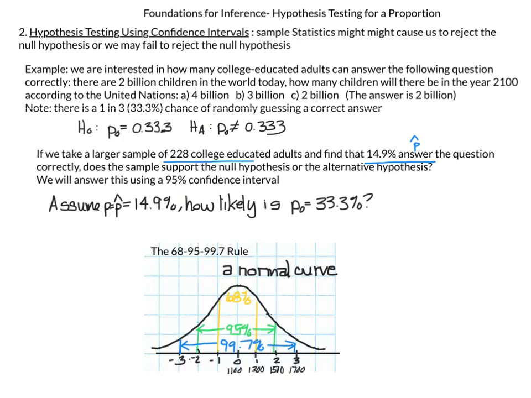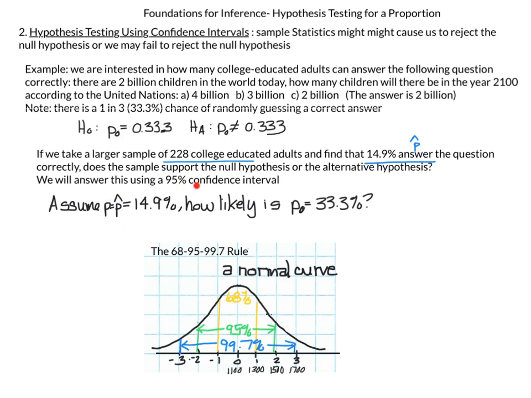So now our question becomes, assuming our population parameter is equal to 14.9%. In other words, we're using P hat, our sample proportion, to estimate our population parameter. So let's assume our population parameter really is 14.9%. Then how likely is a P naught of 33.3%? To answer this question, we're going to assume P equals 14.9.